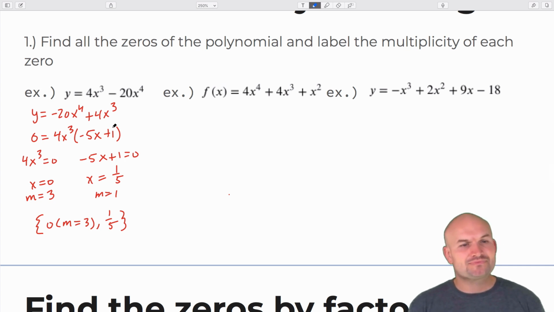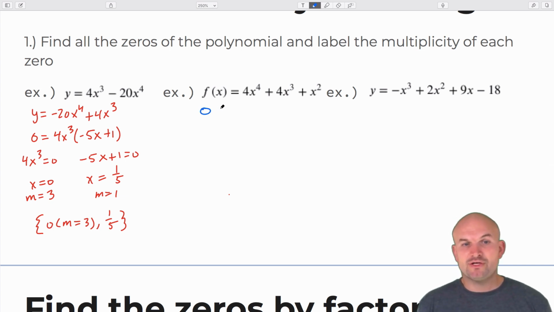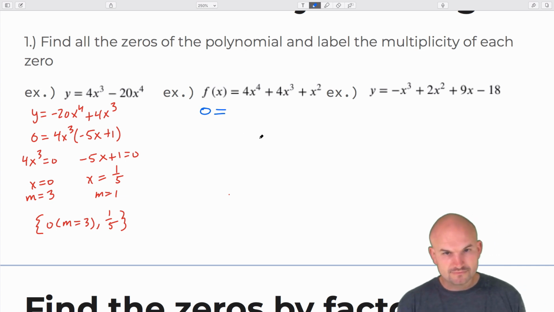So in the first example, you can see I factored out the 4x cubed because that was the common factor. And then I have this times this, so I have a product of 2 factors equal to 0. So I can set each factor equal to 0 and solve using my inverse operations. I get x equal to 0 with a multiplicity of 3. Subtract 1, divide by -5. I get x equal to 1/5 with a multiplicity of 1. So you can see I just listed the zeros as 0 with the multiplicity of 3 and then 1/5. So maybe it would be good for me to go through this as well.